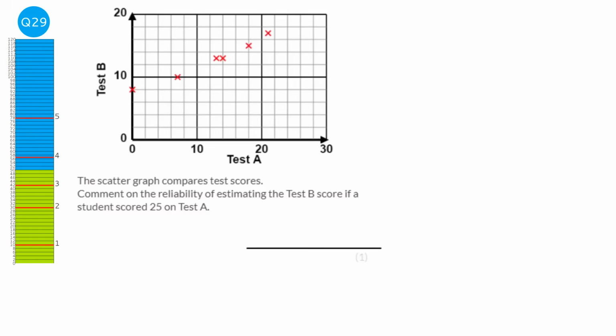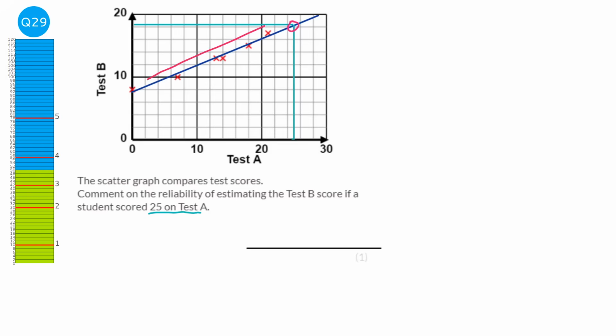So to make estimates from a scatter graph, we've got to first of all draw a line of best fit, which would be something like this. And to find an estimate of test score B, given the fact they got 25 on test A, we would draw a line up from test A at 25, should be here, and then across, and that's how we'd make the estimate. But look at where that is hitting our line of best fit. It's hitting it here. What do you notice about this position here?